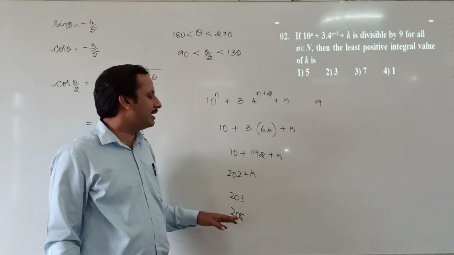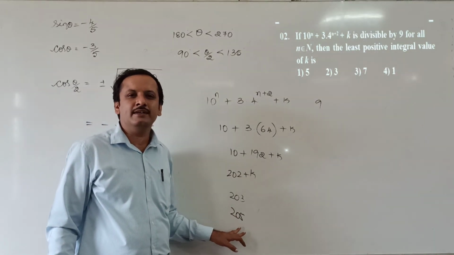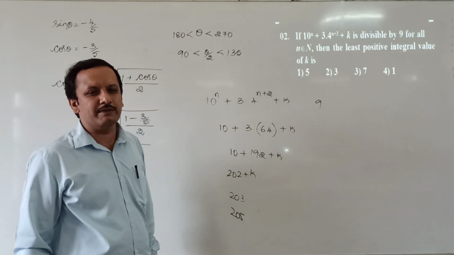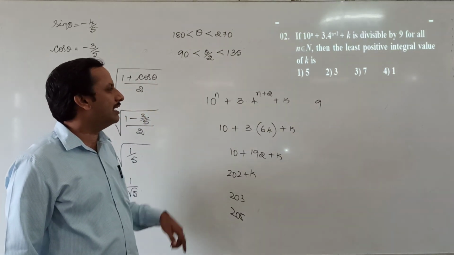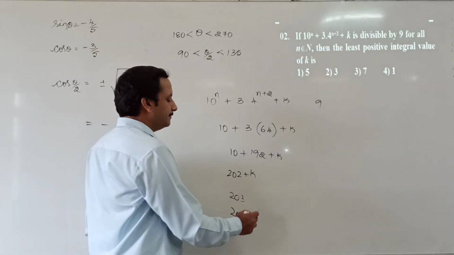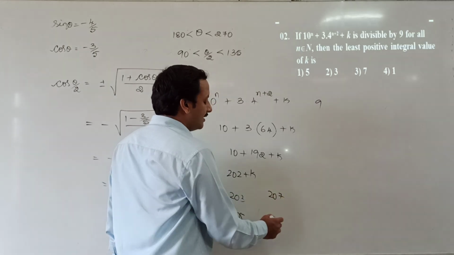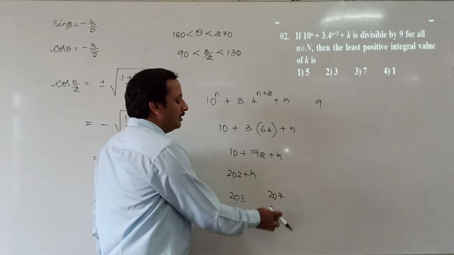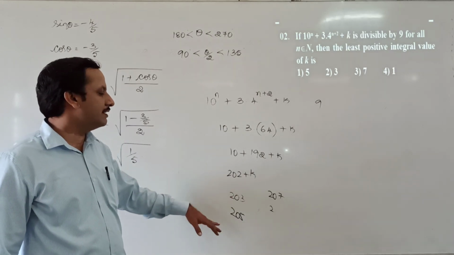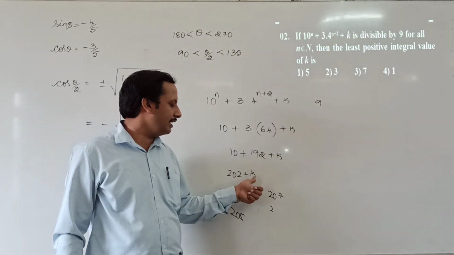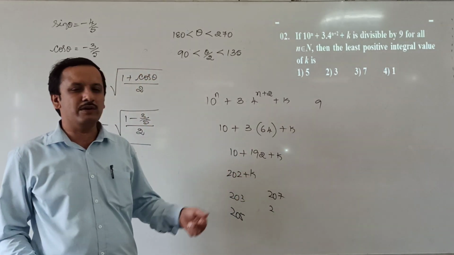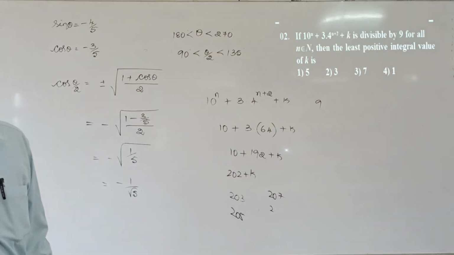Is 205 divisible by 9? 9 2s are 18, 2 is remaining, 25. No, again 205 is also not divisible by 9. Then I will put k equal to 5. If I put k as 5, I am getting 207. 207, 9 2s are 18, 2 is remaining, 27, 9 3s are 27. 207 is divisible by 9, hence the least positive integral value of k is 5, which is the first option.